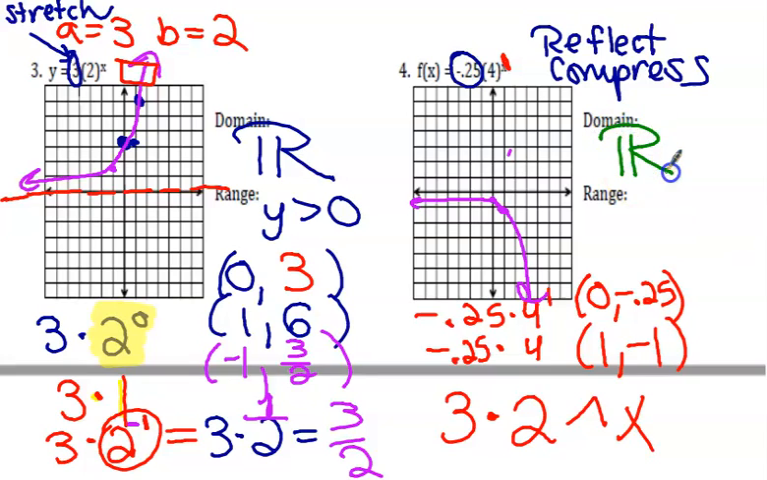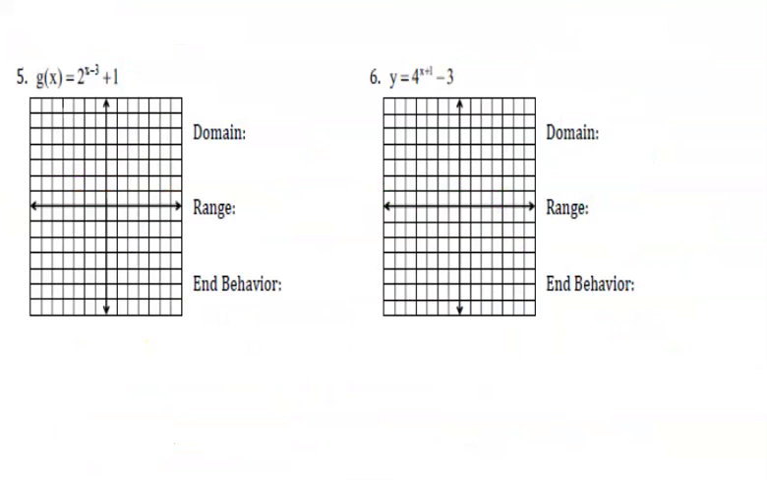Domain, still all real numbers. The x's, it covers all the x's. There's no restrictions. Range, how did range affect it? Well, the horizontal asymptote is still 0, but the graph is down here. So y is less than 0, instead of greater than. Alrighty. Okay. All right, now we have some different graphs based on the plus or minus.